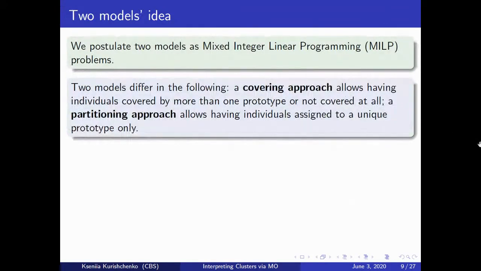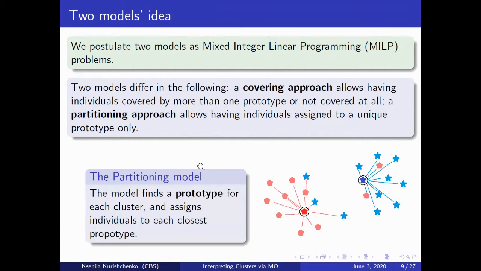Okay, so we propose two models as mixed integer linear programming models. As I said in the motivation part, we inherit some concepts from location problems, and our model differs in the following. We use a covering approach for one model, which allows individuals to be covered by more than one prototype or not covered at all, and also a partitioning approach, which allows individuals to be assigned to only a unique prototype. So the partitioning model finds a prototype for each cluster and assigns individuals to the closest prototype.